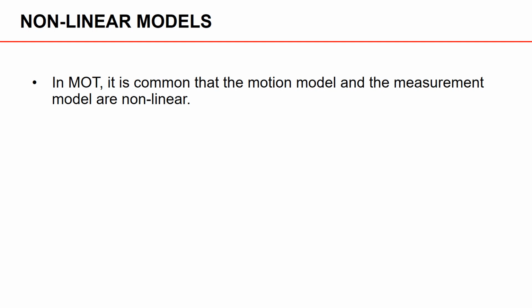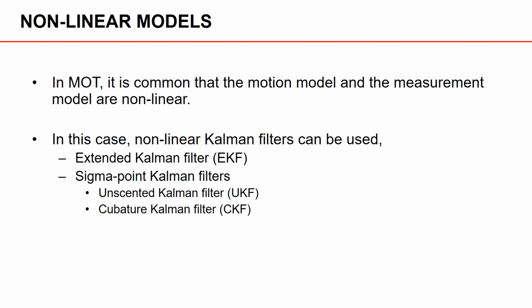So the Kalman filter assumes linear models with Gaussian noise. However, in multiple object tracking, it is quite common that the motion model or the measurement model or both of them have to be nonlinear. In this case, it's possible to use nonlinear Kalman filters instead. For example, the extended Kalman filter, which is based on the linearization of the nonlinear models, or so-called sigma point Kalman filters, such as the unscented Kalman filter or the cubature Kalman filter.